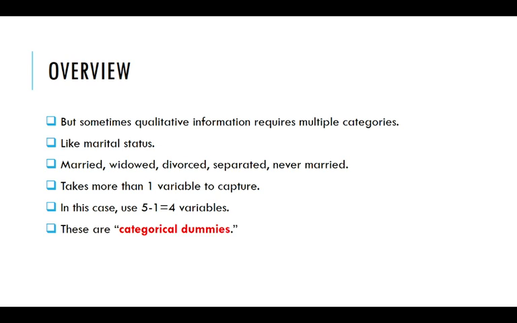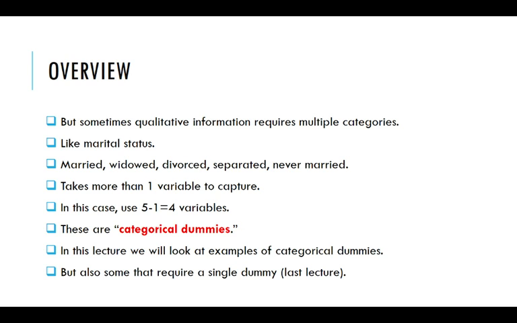And so this is what we mean by categorical dummy variables. These are our categorical variables. And so in this lecture, we're going to look at some examples of categorical dummies, and we're also going to practice interpreting. So we're going to look at some studies done by other people. But as a review, we're also going to look at some situations that require a single dummy, which we already did last lecture. So we're putting them both together, and we're going to look at some real-world studies and make sure that we can recognize where they are using a dummy variable, where they are using a categorical variable, and we want to be able to look at significance.